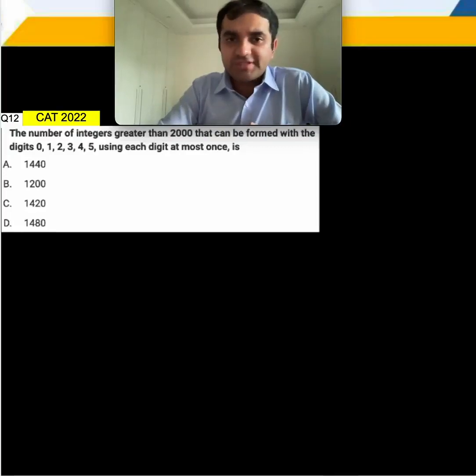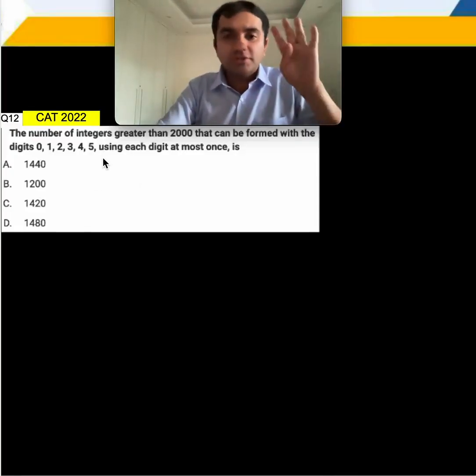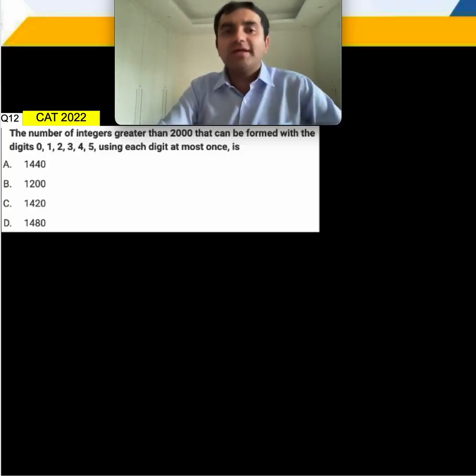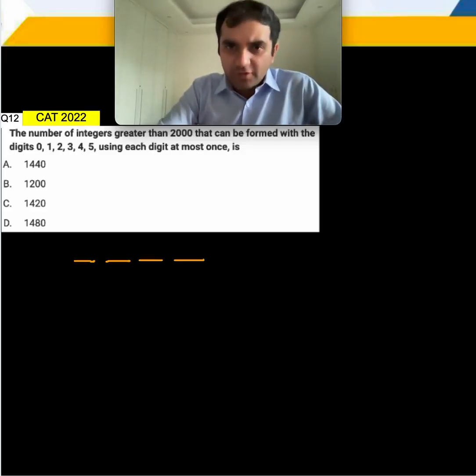Question from permutations and combinations. I want integers greater than 2000 with these digits. 2000 is a 4-digit number. 6 digits हैं, so I can have 4-digit numbers, 5-digit numbers, 6-digit numbers. But in the 4-digit numbers, the first digit can only be 2 or 3 or 4 or 5.